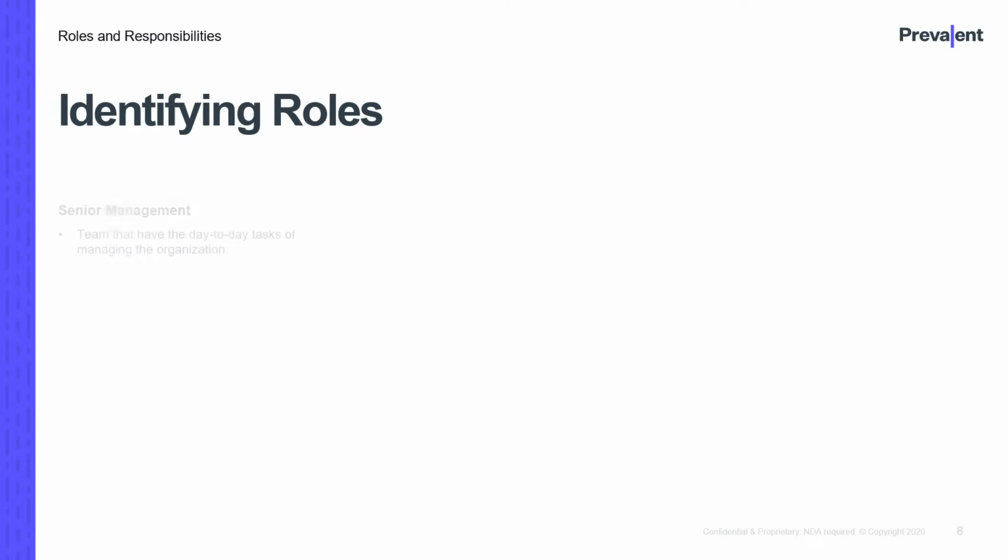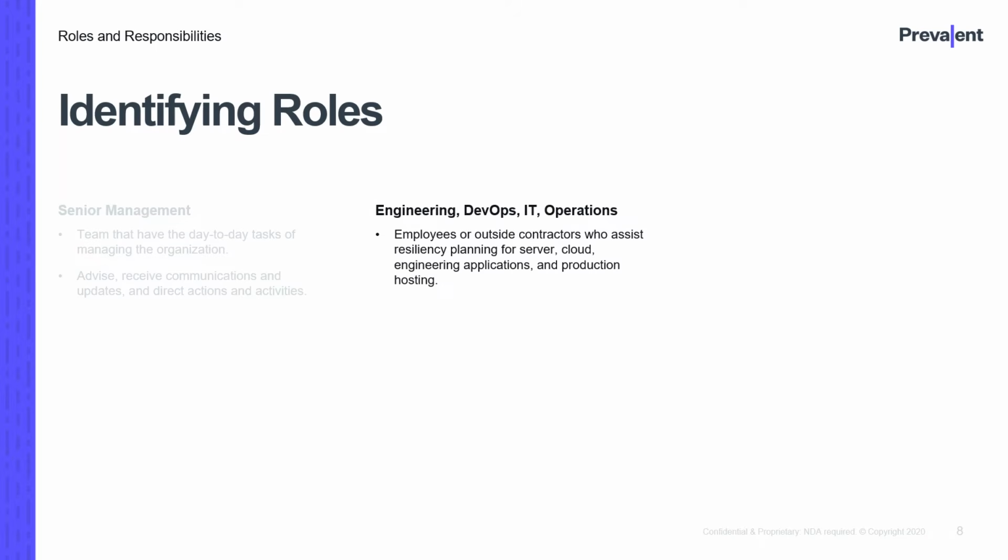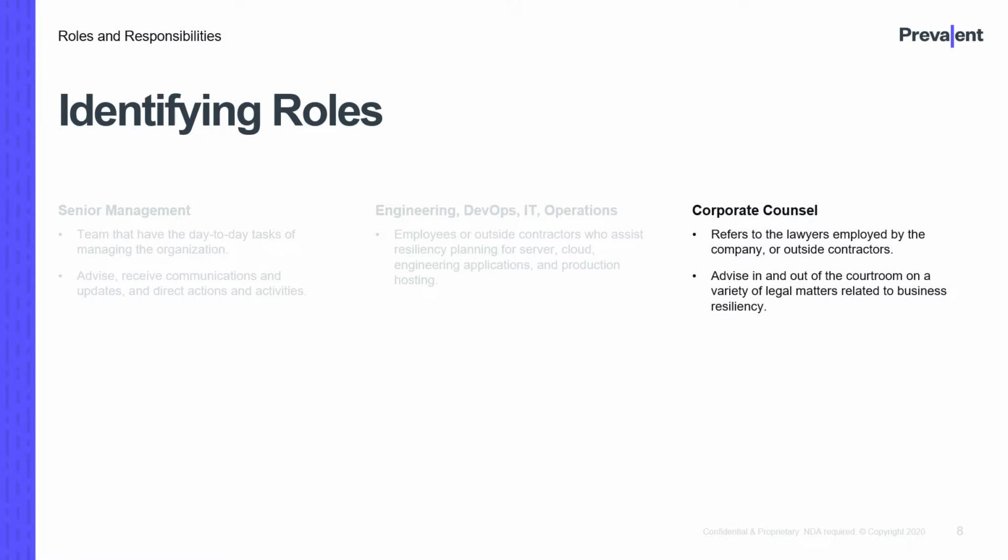Typical roles would include the senior management team who advise and direct operations. They also act as an intermediary between the other defined roles and the board. Engineering and operations team are involved in protective and recovery activities involving servers, the cloud, applications, and hosting. Corporate counsel will handle any legal matters related to business resiliency, such as communications, contracts, working with law enforcement.